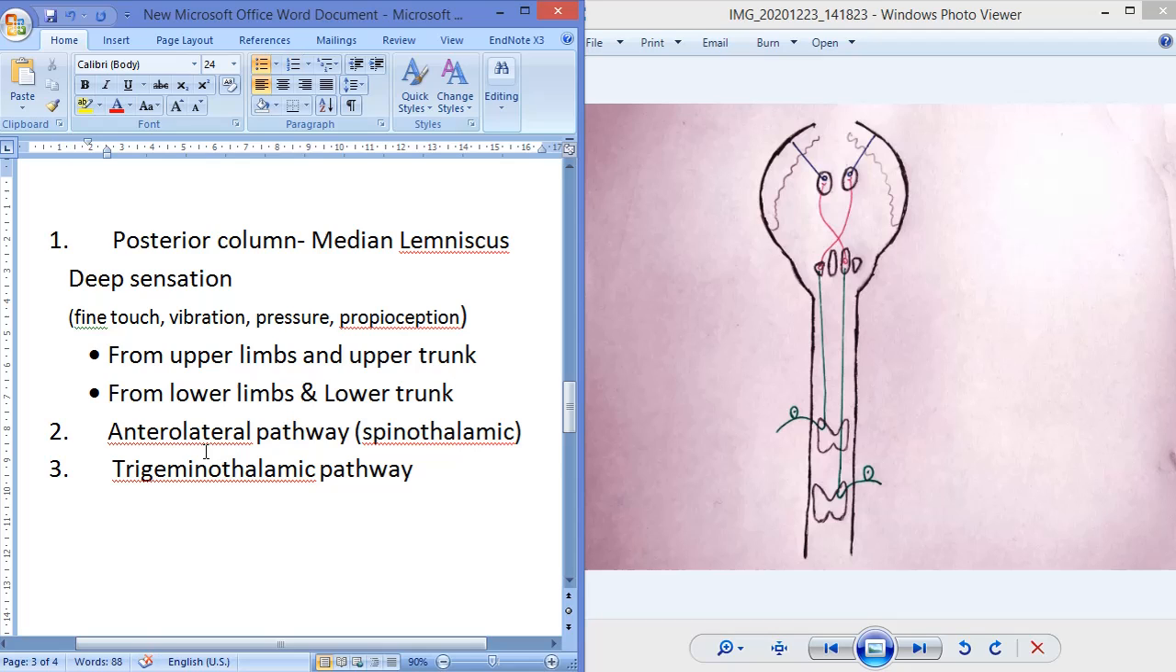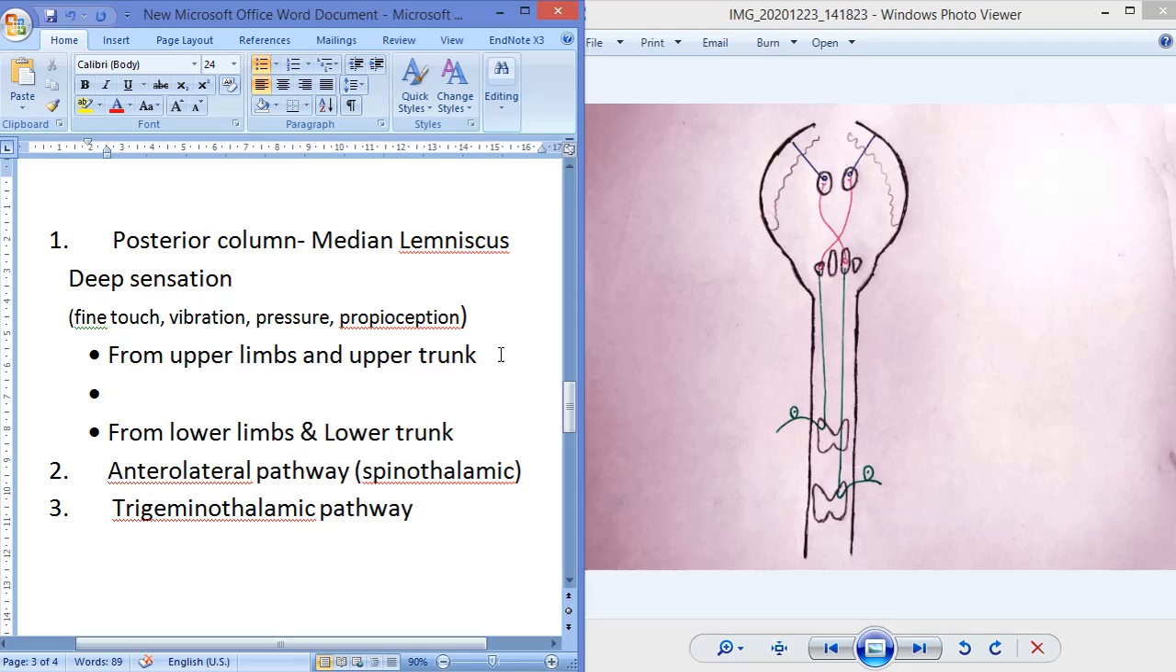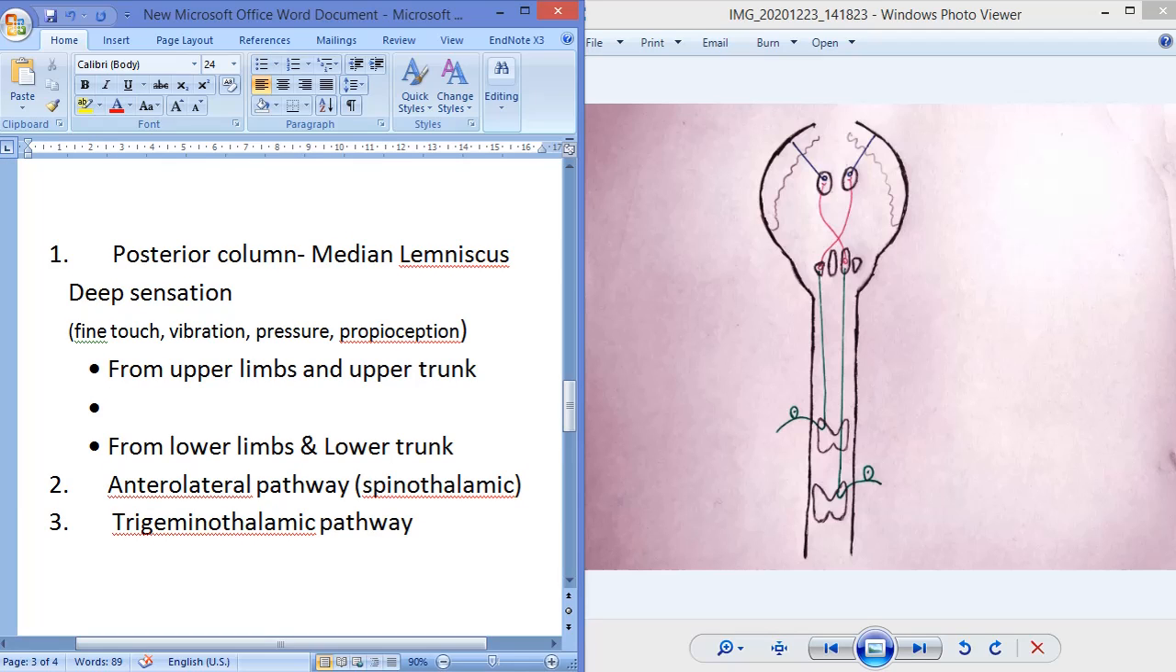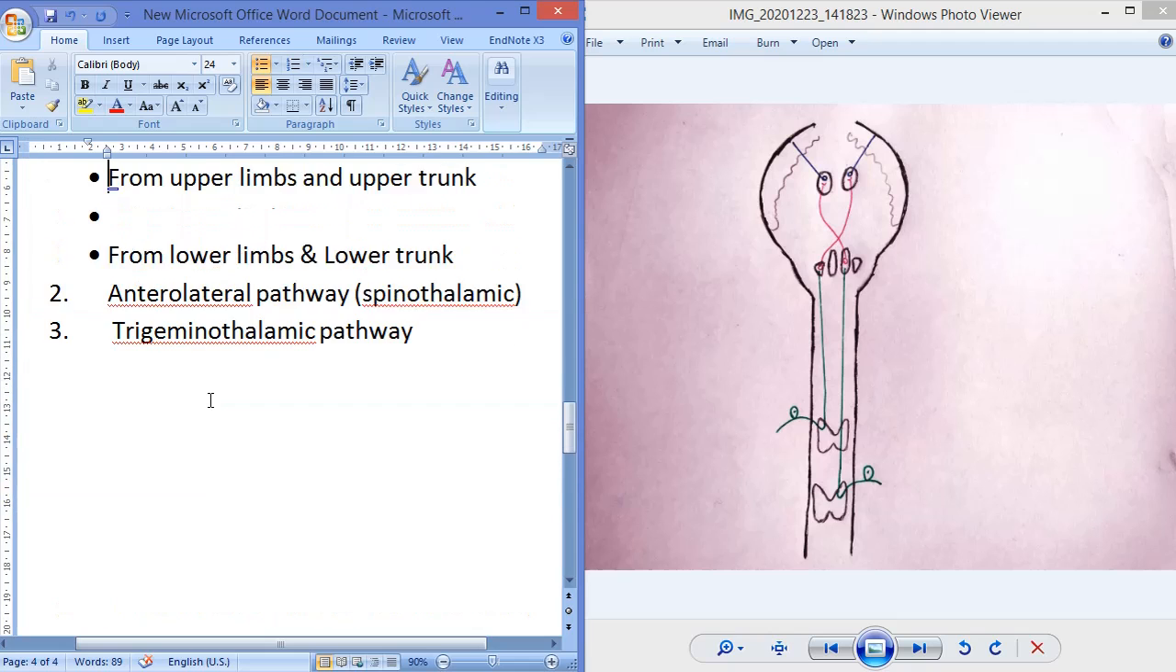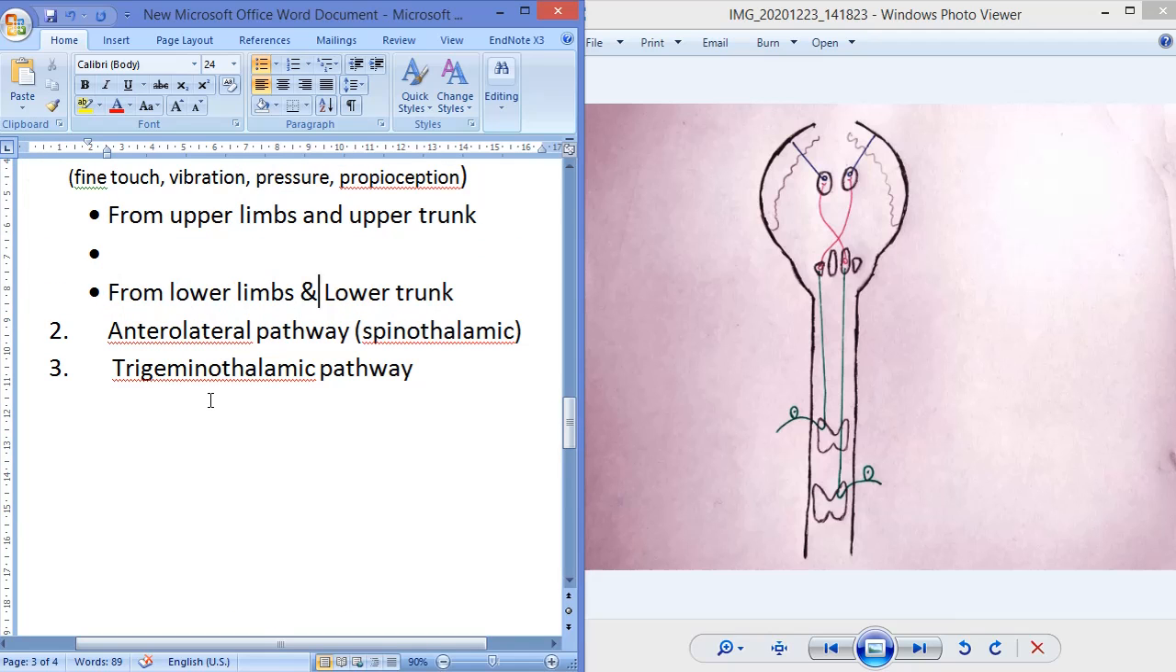So from the lower limb and lower trunk, the first order neuron carries impulses. But from the upper limb and upper trunk, the impulses will go to a separate nucleus, while from the lower trunk and lower limb, the impulses will go to a separate nucleus. From the upper limb and upper trunk, the impulses will go to this lateral nucleus, and this nucleus is called the cuneate nucleus.